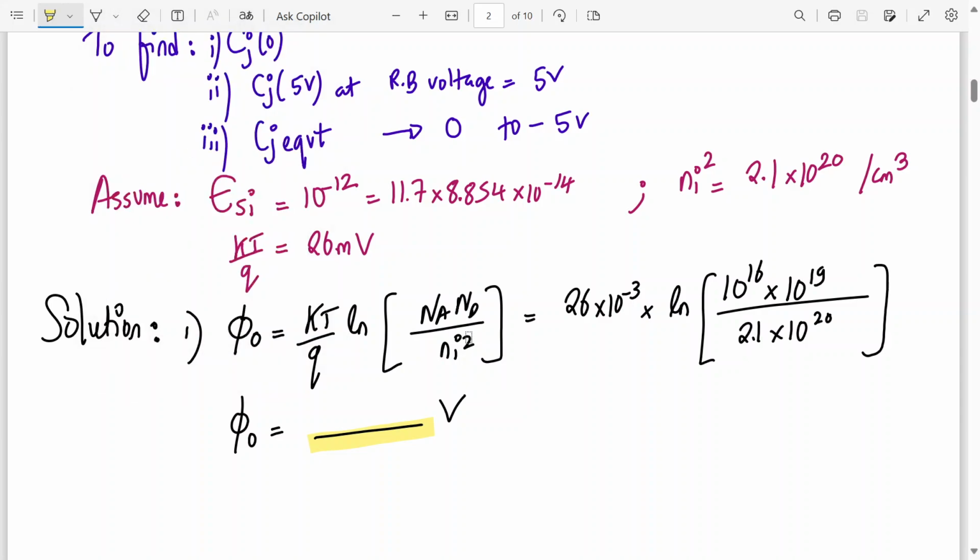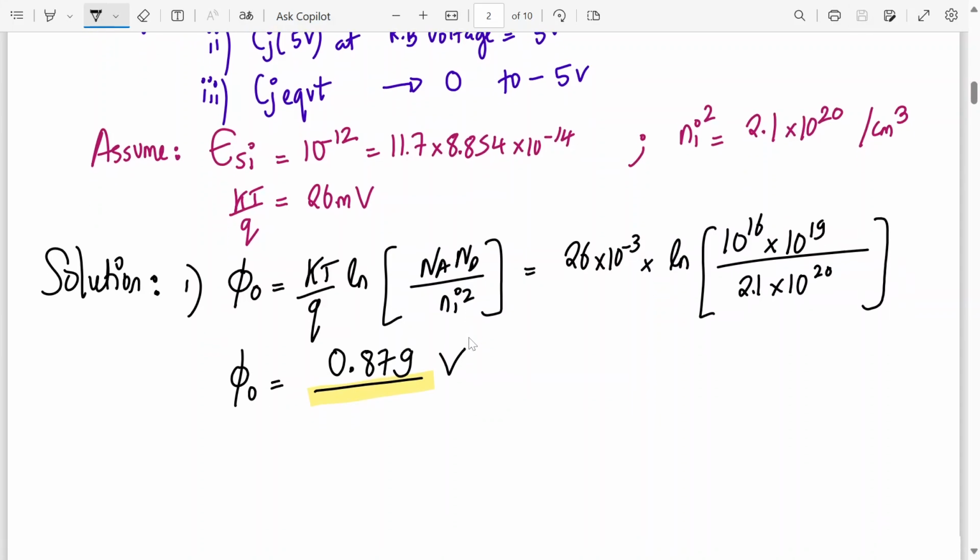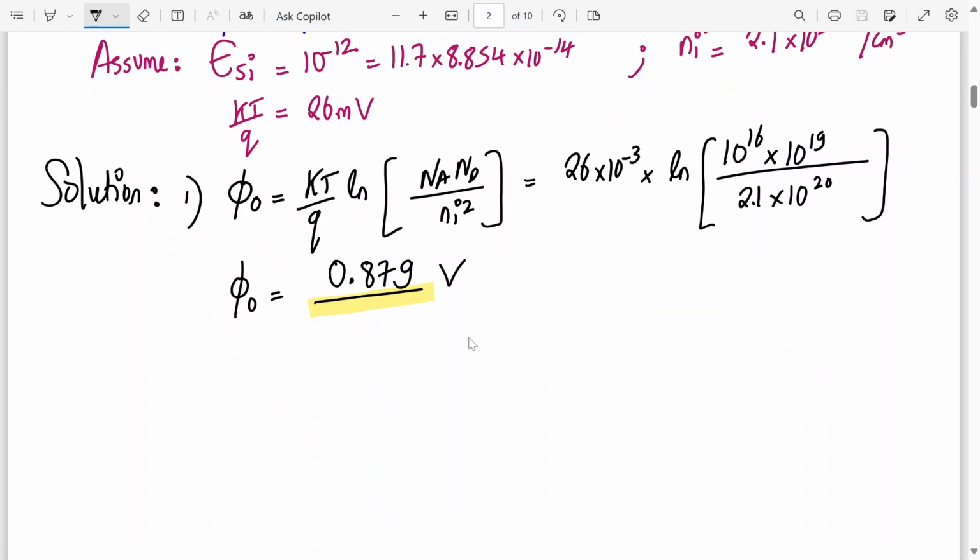Anyone with the answer? No, the answer is wrong. Not 3.21, it's less than 1. Yes, 0.879, right? Okay, yeah, this is correct. So please, those who got the answer 3 point something, please check. Built-in potential is always less than 1. Very, very much.